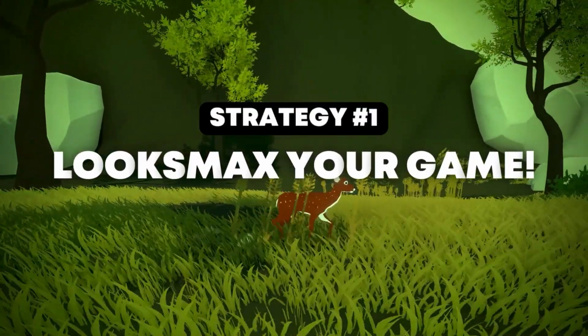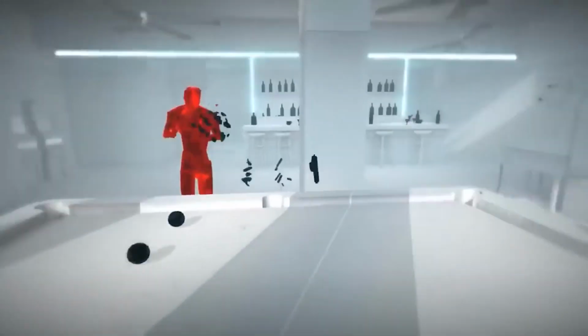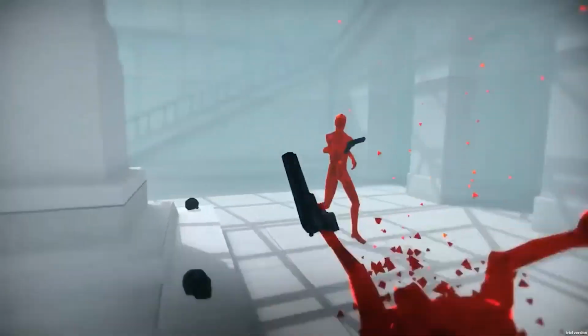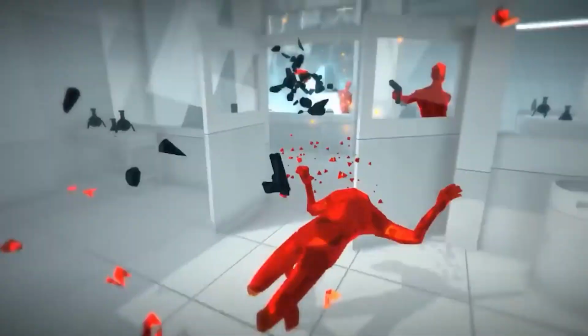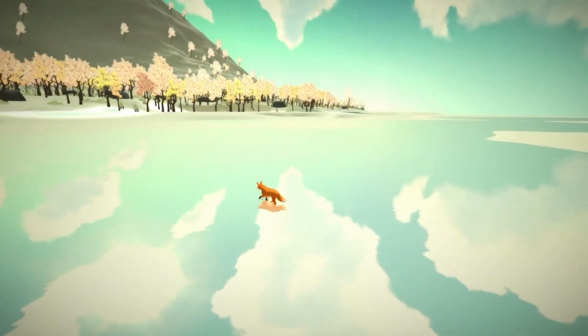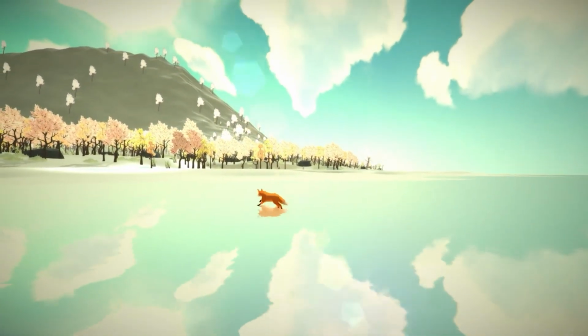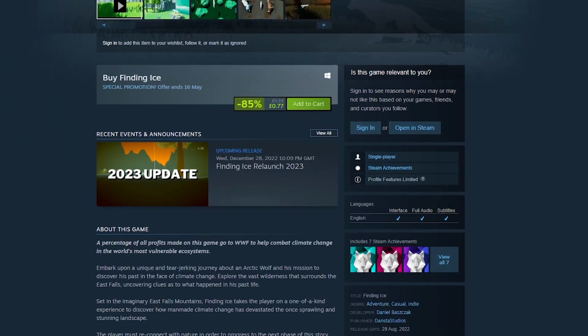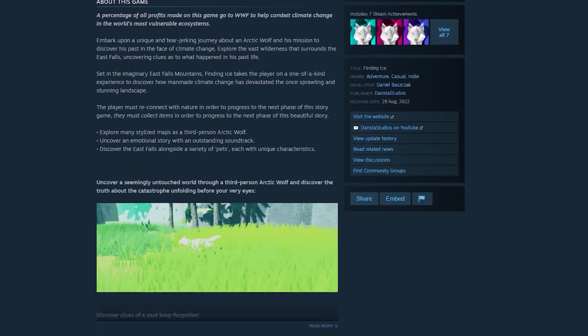Strategy 1. Looks max your game. A major factor is making your game look as good as possible. This doesn't mean having to have complicated graphics and the best color schemes out there. You just need to be able to catch people's attention on social media long enough so that they follow your link to the store page and wishlist the game.